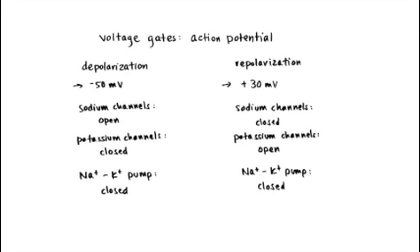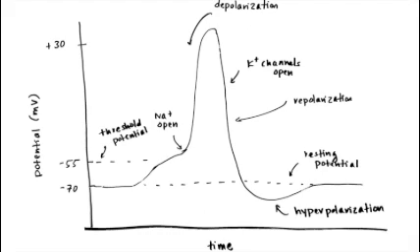For depolarization, sodium channels open when the internal charge becomes -50 millivolts, while closing potassium channels and sodium-potassium pumps, which makes the cell increasingly positive. For repolarization, the voltage-gated potassium channels open once the charge becomes +30 millivolts, while the sodium channels close, and the sodium-potassium pumps remain closed, making the cell increasingly negative.